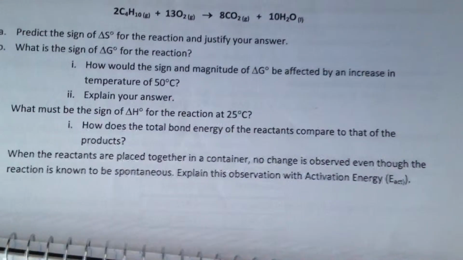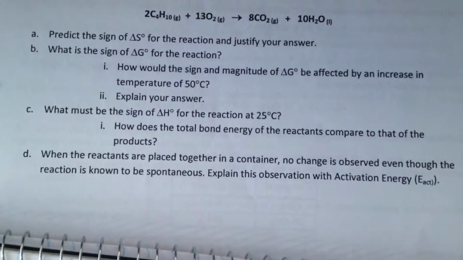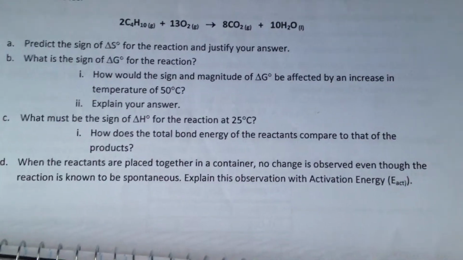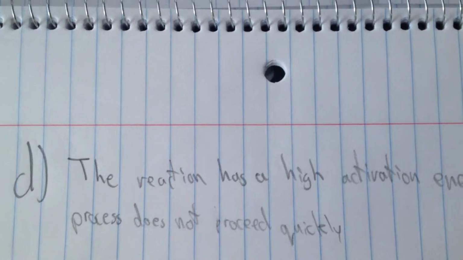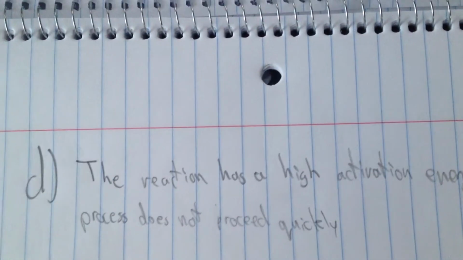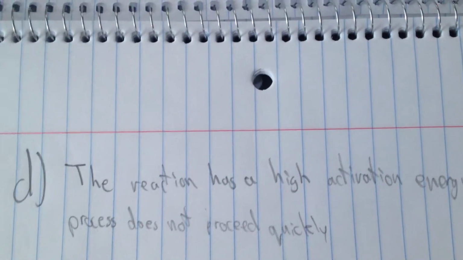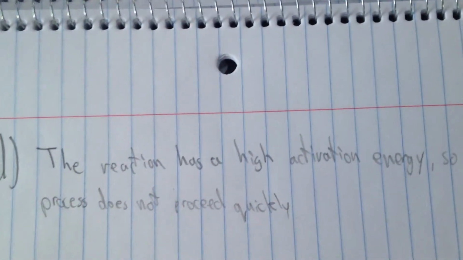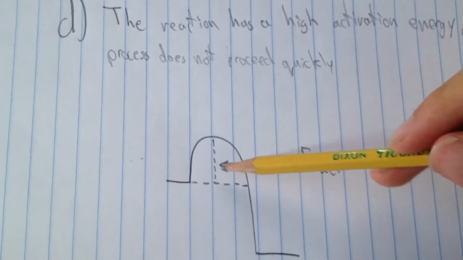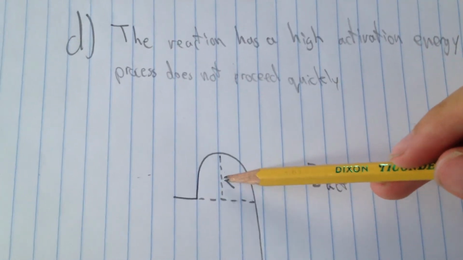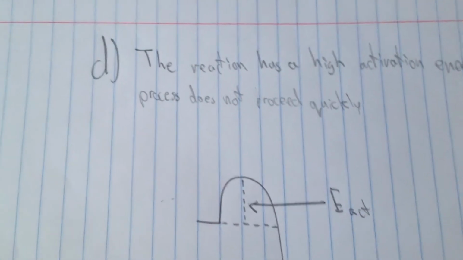Finally, let's go to Part D. When the reactants are placed together in a container, no change is observed even though the reaction is known to be spontaneous. Explain this observation with activation energy, E-act. For Part D, the reaction has a high activation energy, so the process does not proceed quickly. Drawing from our prior knowledge, we know that just because a reaction is spontaneous does not mean that it happens quickly. This means that the reaction has a high activation energy that is not being met in the conditions of the experiment.